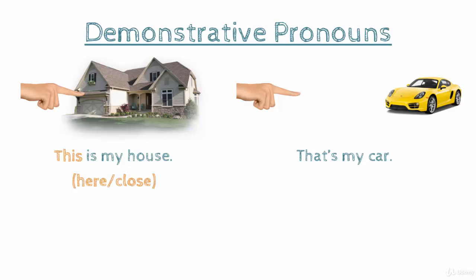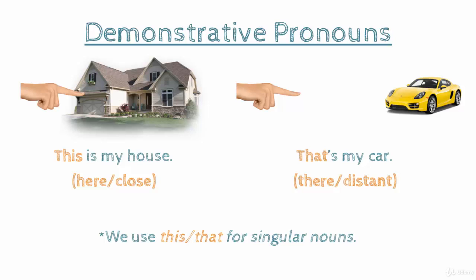This I use for something that's here, that's close to me, okay? So this I use for something close, something that's here, and that I use for something that is there, something that is distant or far, okay? And remember, we use this and that for singular nouns. So it's one house, right? This is my house. It's one car. That's my car. Okay?